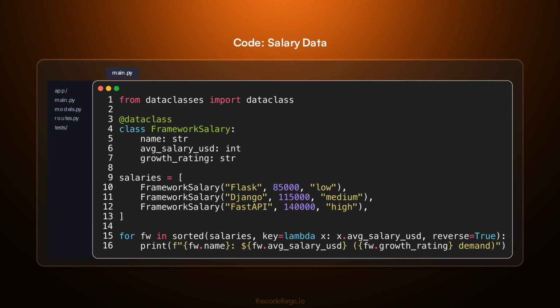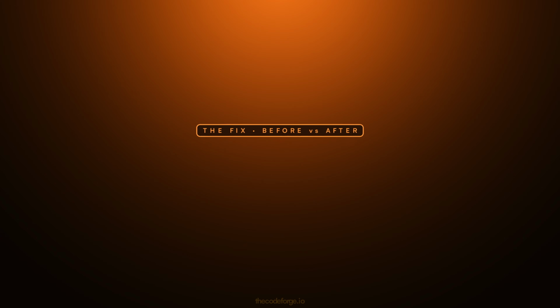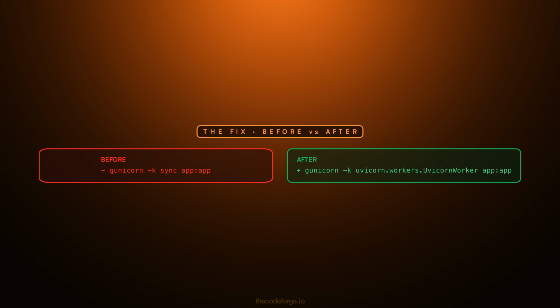This is the same issue we highlighted at the start. Here's exactly why that happened. The Flask app used Gunicorn with sync workers. Each request held a worker thread while waiting for the ML model to run. At 300 concurrent users, all workers were blocked, new requests queued up, and latency spiked to 12 seconds before returning 502s. Flask's WSGI sync workers blocked on I/O, holding a worker thread per request until completion.